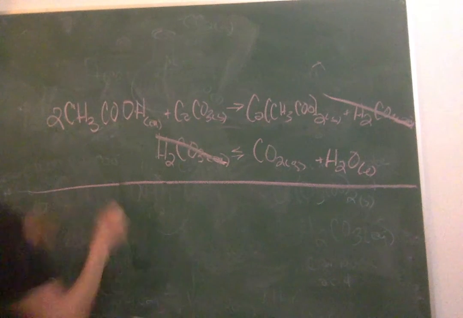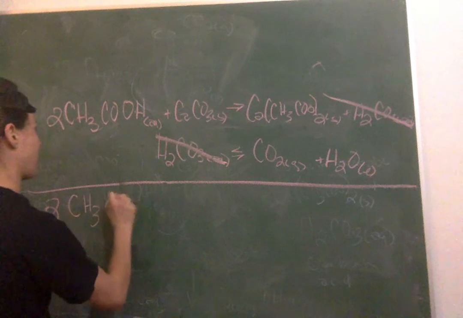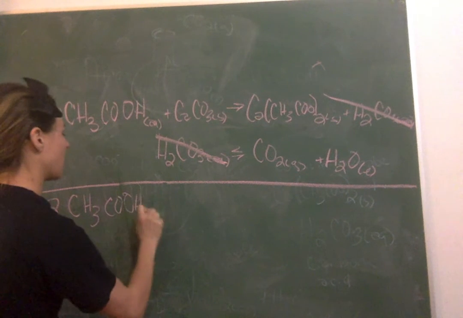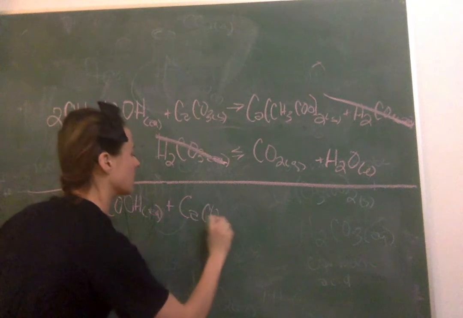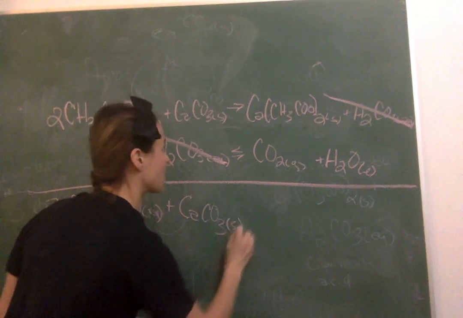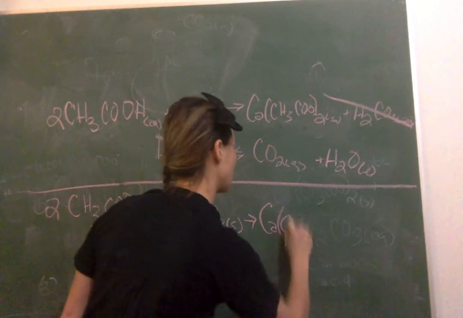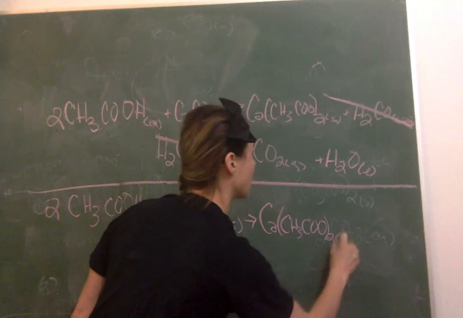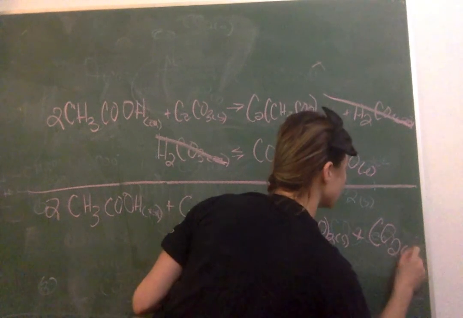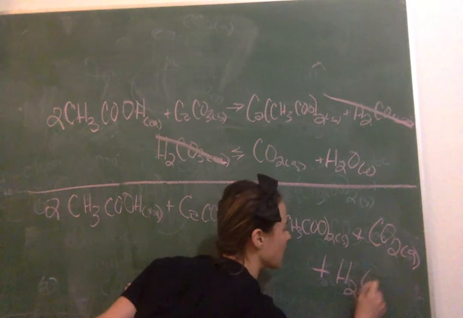So what we're left with is 2 moles of acetic acid plus calcium carbonate will break down into calcium acetate and carbon dioxide and water.